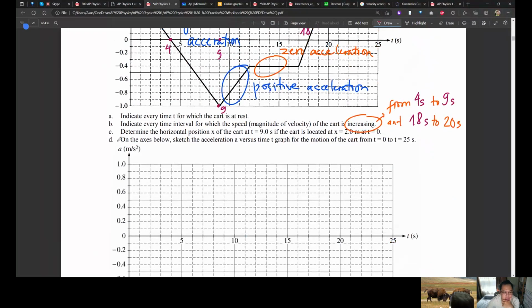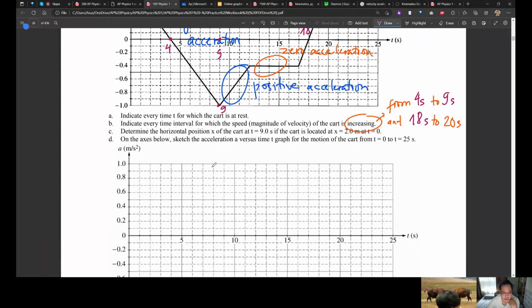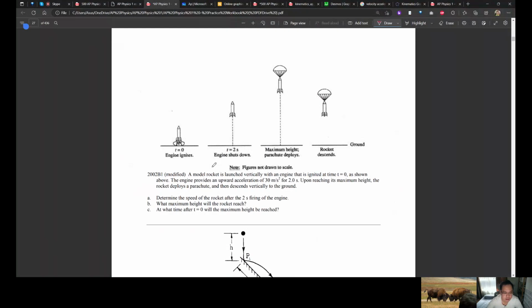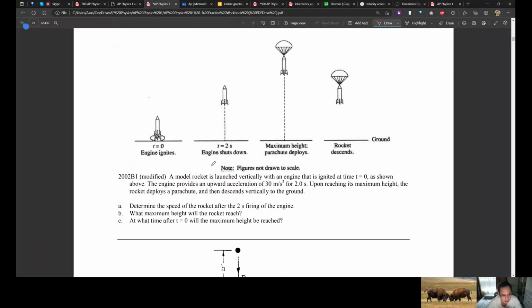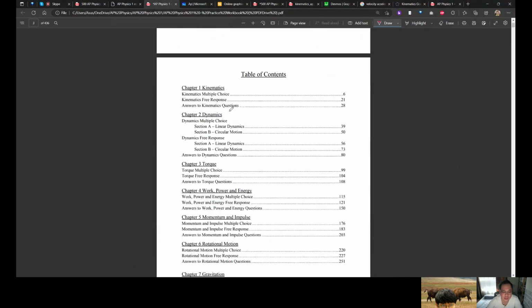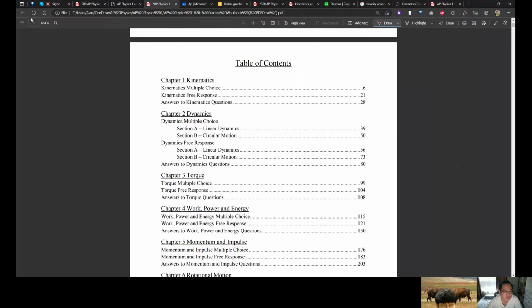Okay. Question D. On the axis below, draw the acceleration versus time graph for the motion. Acceleration versus time graph, which you already did, huh? Okay. Yes. Okay, the next one here is rocket launch. Engine upward. Okay. The beauty of this book is that they classify the question, huh, by topic. Yes. Yeah, they already classify that chapter 1, 2, 3, etc. Therefore, it's easier for us to follow.